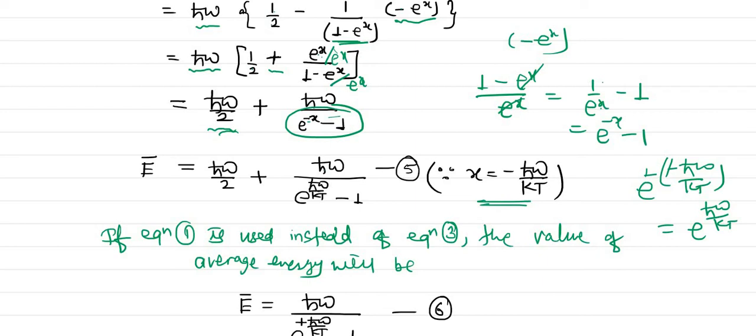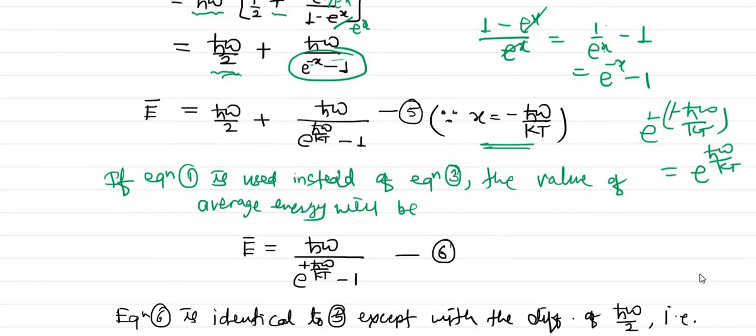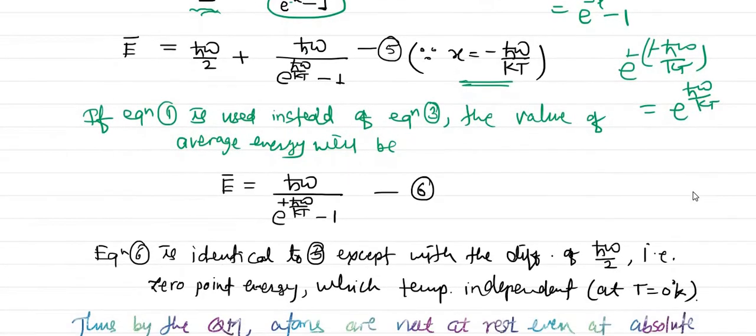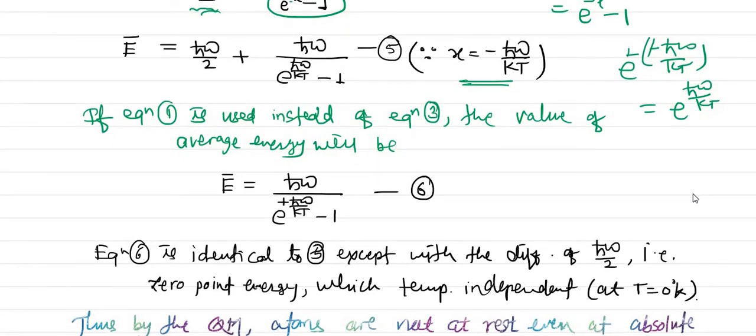Right, then what we got, equation number 5, that is average energy, E bar is equal to h cross omega by 2 plus h cross omega divided by e power h cross omega by kT minus 1. So that is the average energy of one oscillator. If in equation 1 it is used instead of equation 3, then the value of the average energy will be this one, because if we have used the other equation given by Planck's theory, then we would have reached this equation. That means instead of this equation we will get this equation, equation number 6.